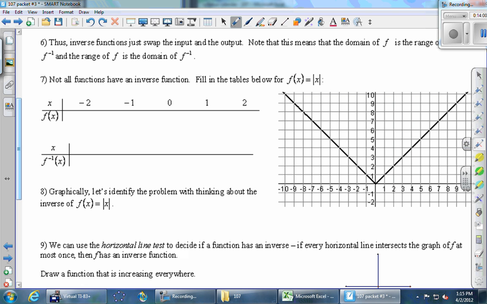Okay, so let's try a couple of these. For this first one, we're plugging -2 for x. What is the absolute value of -2? 2. You guys fill in the rest of that table and then swap them for the inverse table.